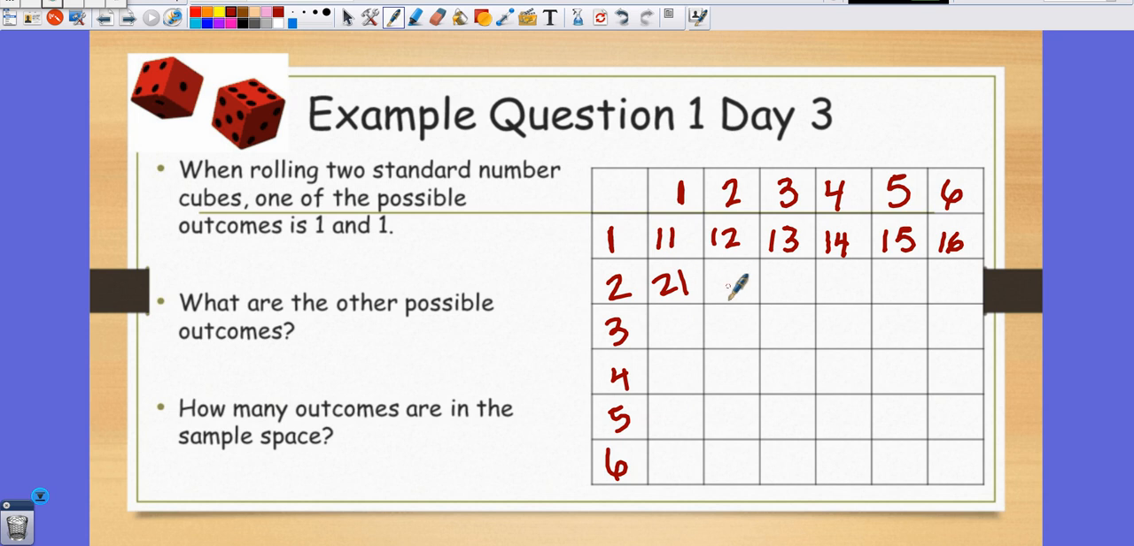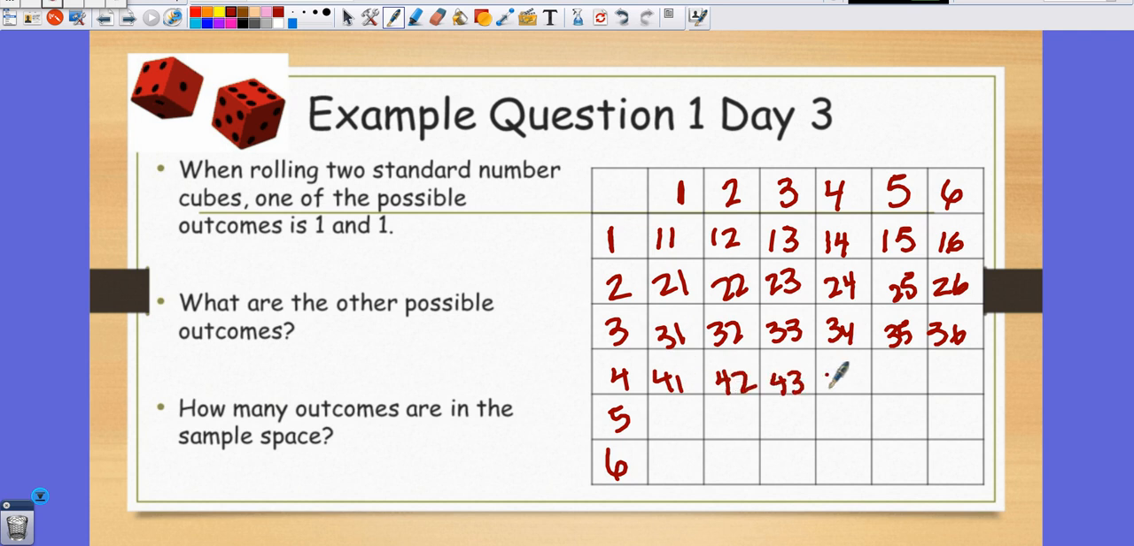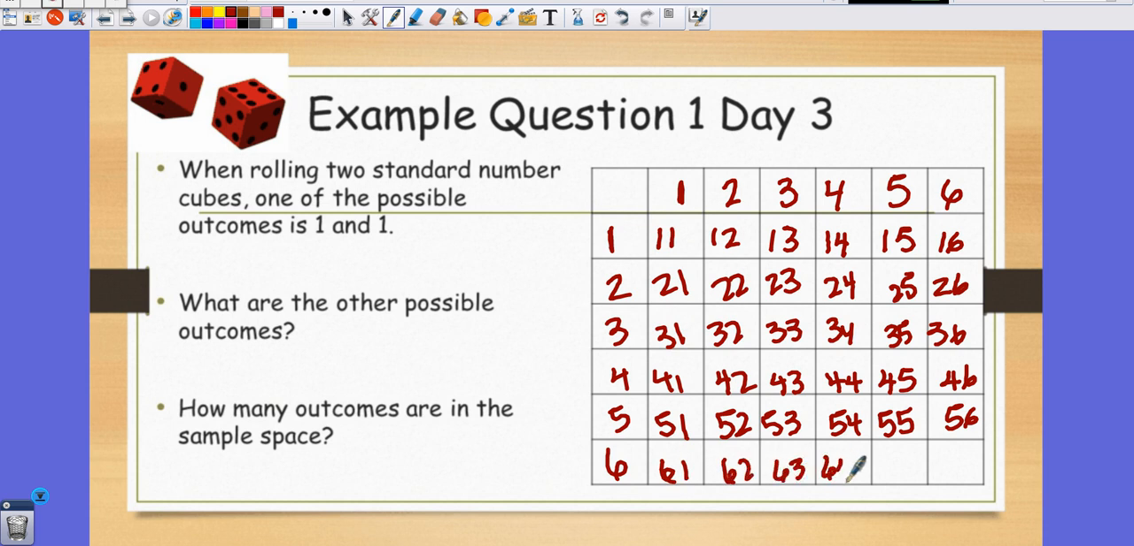And here we would get 2, 1, 2, 2, 2, 3, 2, 4, 2, 5, 2, 6, and here we would get 3, 1, 3, 2, 3, 3, 3, 4, 3, 5, 3, 6, 4, 1, 4, 2, 4, 3, 4, 4, 4, 5, and 4, 6. And here we get 5, 1, 5, 2, 5, 3, 5, 4, 5, 5, and 5, 6. 6, 1, 6, 2, 6, 3, 6, 4, 6, 5, and 6, 6.